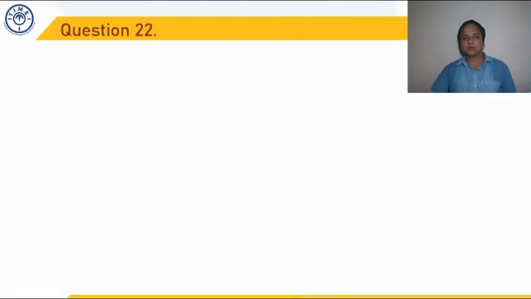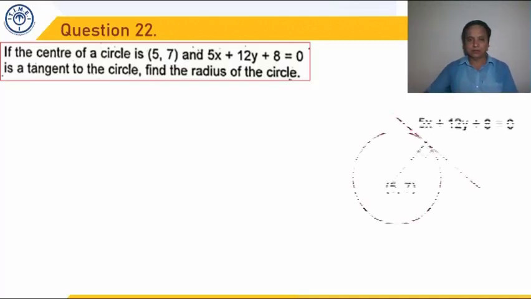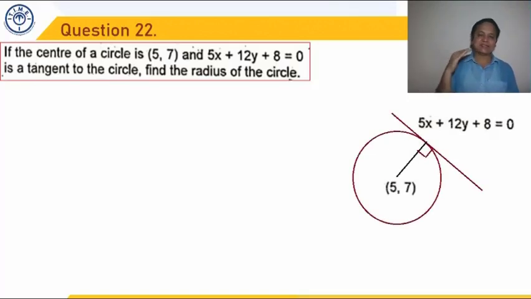Question number 22. It says if the center of a circle is at (5, 7) and the given line 5x plus 12y plus 8 equal to 0 is a tangent to the circle, we have to find the radius of the circle. Now if a line is tangent to the circle, the perpendicular distance from the center to this tangent is equal to the radius of the circle.